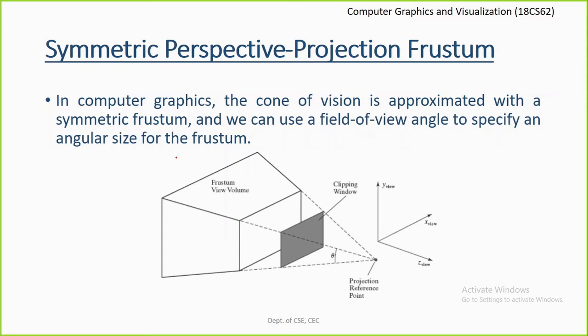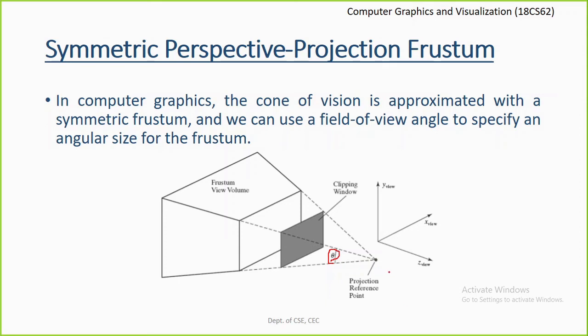Similarly, we can also set an angular size for the frustum to decide what things the frustum, or the clipping window, is going to capture. You can see here theta is given. This is called the field of view angle. Depending upon the field of view angle, we can determine what part of the scene will be captured by a given projection reference point, or by a given symmetric perspective projection frustum over here, right?